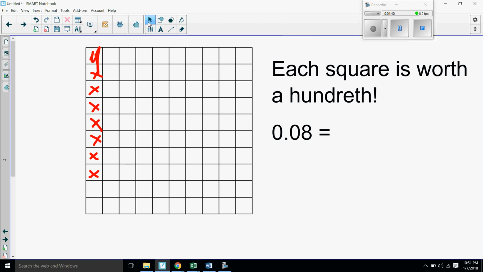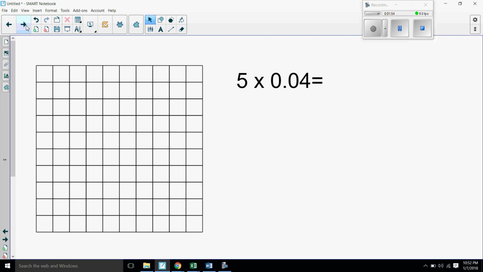But now they're going to give us a multiplication problem. What I like to do is jump back and forth with different colors so I know how many times it multiplied. I'll show you on this next example here. It shouldn't be that bad. If we look at this problem, it says 5 times 0.04, or 5 times 4 hundredths.